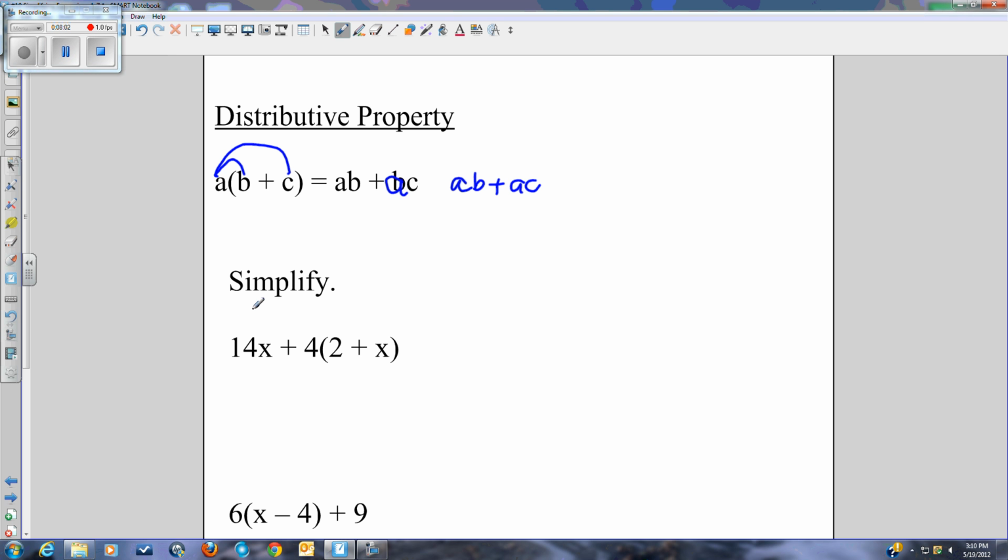Okay, so now let's simplify. We want to take care of our parentheses first. We have 2 plus x inside of the parentheses. They're being multiplied by 4. 4 times 2 gives you 8. 4 times x gives you 4x. Now, we can add everything together. That's a like term. For like terms, we have 14x plus 4x. That gives you 18x plus 8.